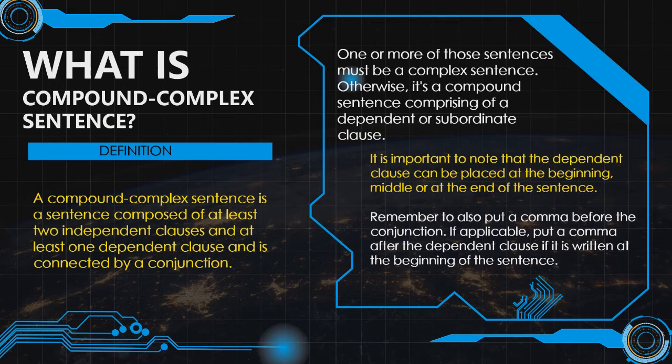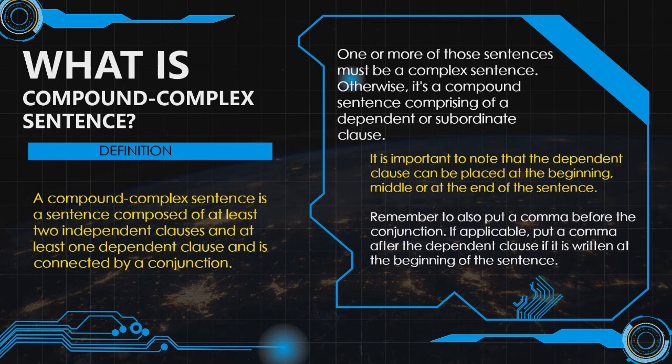So the compound-complex sentence is a bit confusing to identify since the sentences are pretty long. To differentiate a compound-complex sentence from another type of sentence is very simple. You need to understand that the components that make up a compound-complex sentence are the independent clause, the dependent clause, and lastly, the conjunctions. As said earlier, a compound-complex sentence comprises multiple independent clauses plus a single dependent clause.